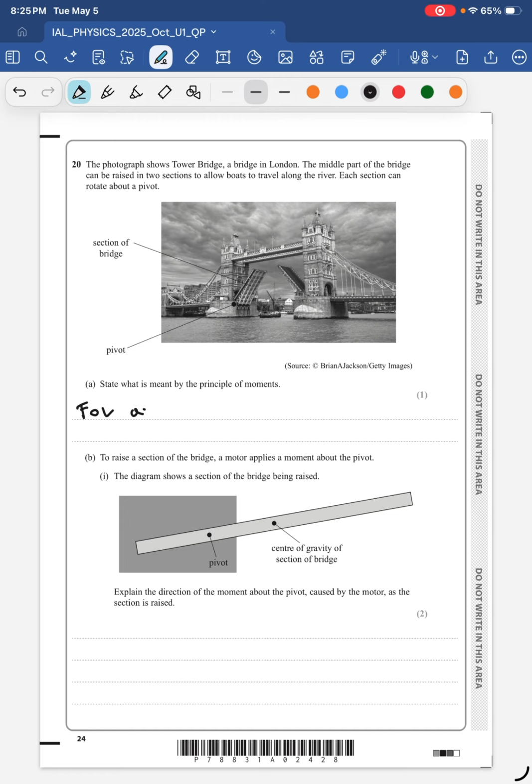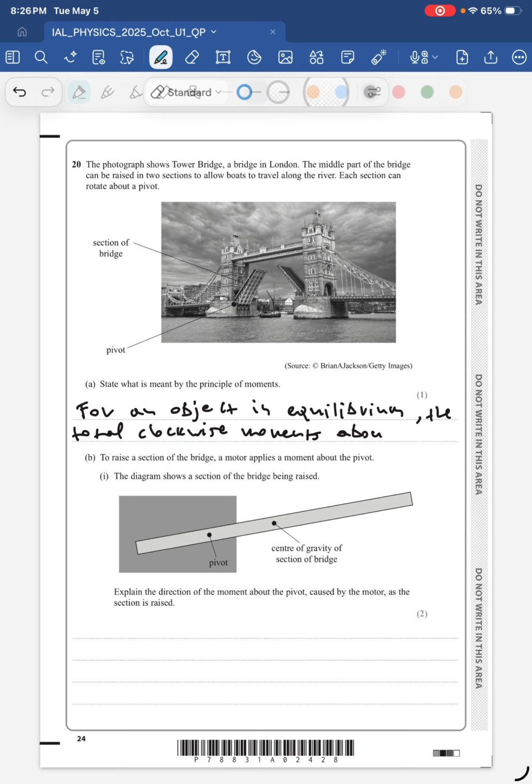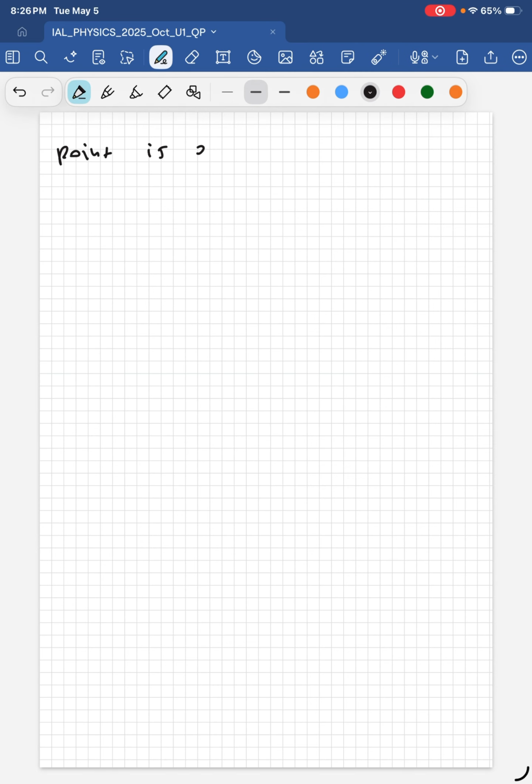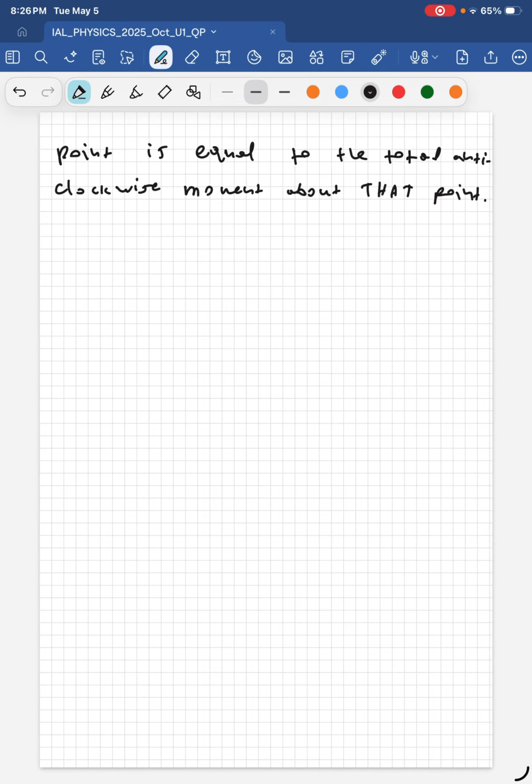So for an object in equilibrium, the total clockwise moments about any point is equal to the total anti-clockwise moment about that point. Okay.